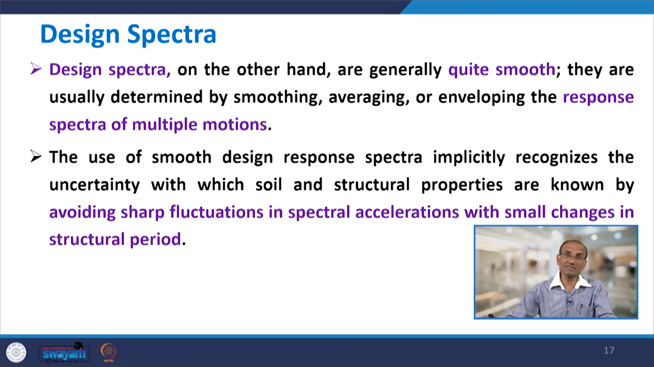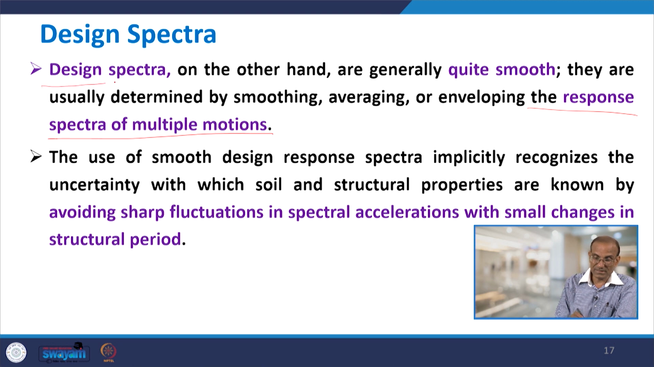On the other hand, the design spectra are generally required to be quite smooth. They are usually determined by smoothing, averaging or enveloping the response spectra of multiple motions. So, here is the answer: to prepare the design spectra you use multiple motions, you collect the response spectra from many different earthquakes which may be applicable, and then you prepare a kind of envelope, and that envelope will be yielding your design spectra which will be used for the design of the structure or facility.